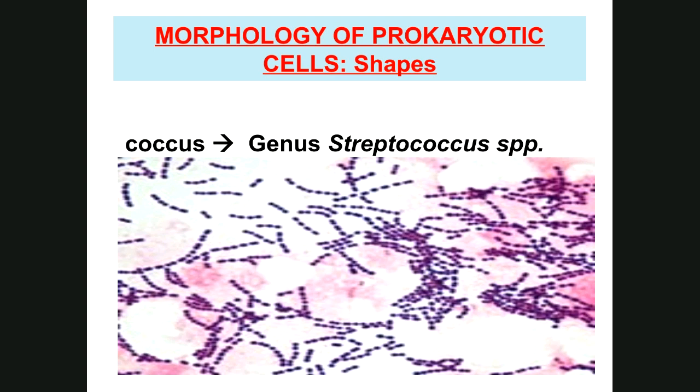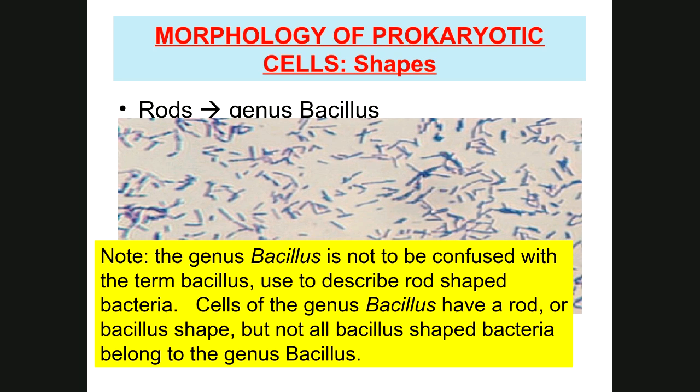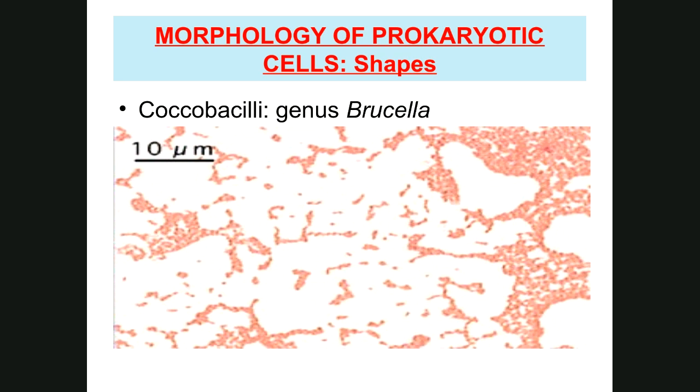Okay, so there's a little cocci, and you can see that cocci looks like a little pearl necklace, little round circles. That's another cocci right there. These are rods. Okay. Some bacteria have other kinds of shapes. We have the spiral shape, which is a curved rod. The C shape or comma shape, which is called vibrio. And so this is a little coccobacillus.